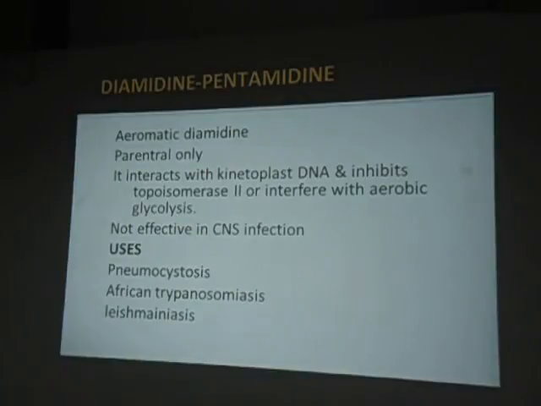So coming to the next drug, diamidine, that is pentamidine. It is an aromatic diamidine given by the parenteral route. The mechanism of action is inhibition of cytoplasmic processes and thereby DNA inhibition, and it inhibits topoisomerase 2. Do you remember some drugs which can inhibit this topoisomerase?